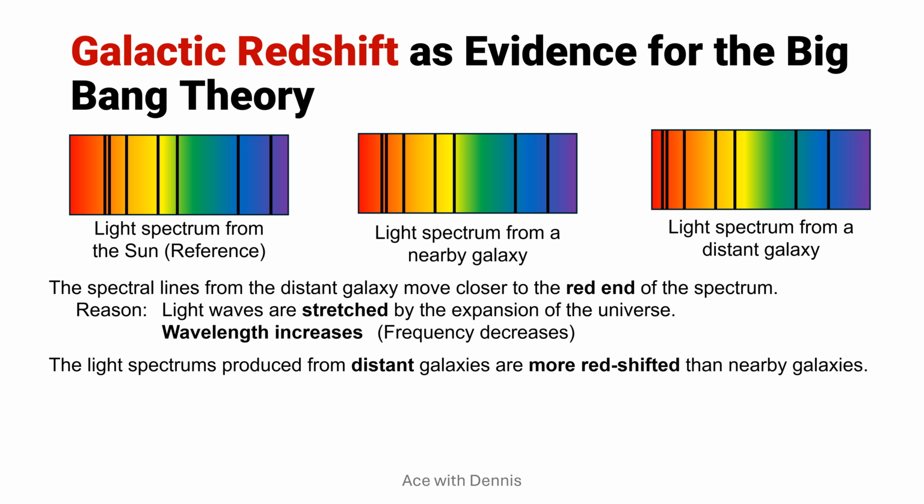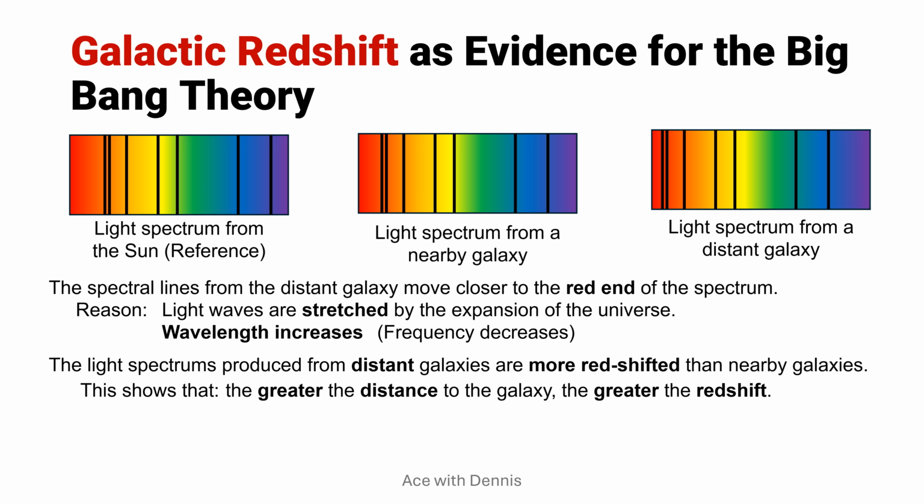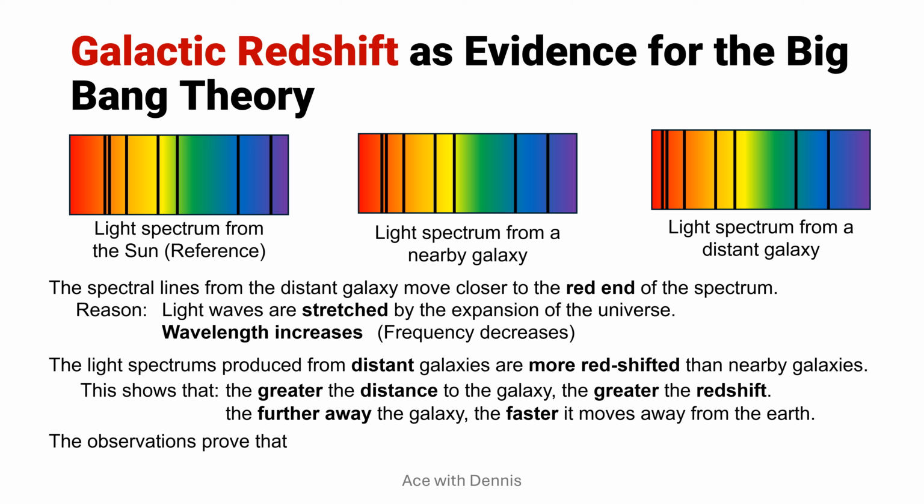The light spectrums produced from distant galaxies are more redshifted than those of nearby galaxies. This shows that the greater the distance to the galaxy, the greater the redshift. The further away the galaxy, the faster it moves away from the Earth. The observations prove that the universe is expanding, hence support the Big Bang theory.